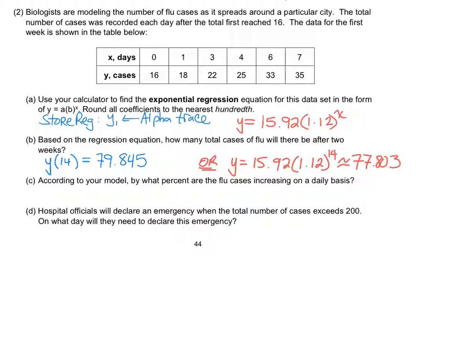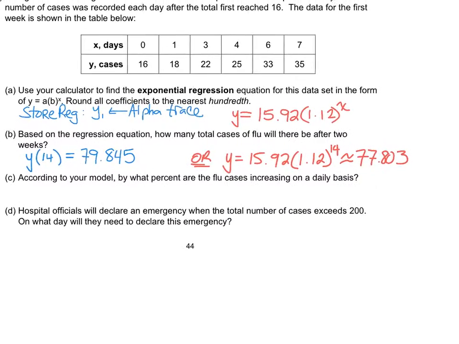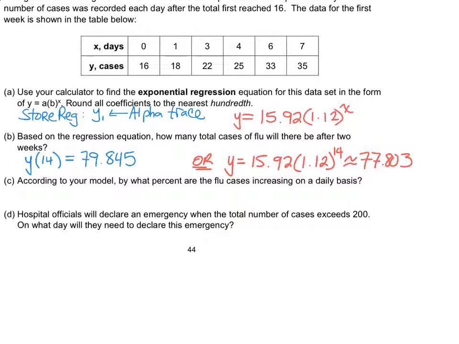According to your model, by what percent are the flu cases increasing on a daily basis? All right, so this goes back to the idea of an exponential function. It's tying things together from prior units. So we're going right back to the exponential unit, the formula being y equals a times p times 1 plus r to the t power, where the r represents the rate of increase or decrease. If r is positive, it's an increase. If it's negative, it's a decrease. So therefore, it's increasing at a rate of approximately 12% each day.